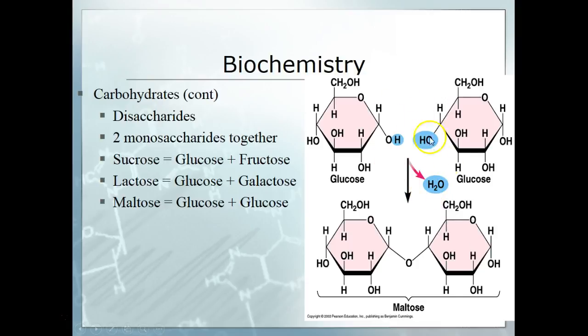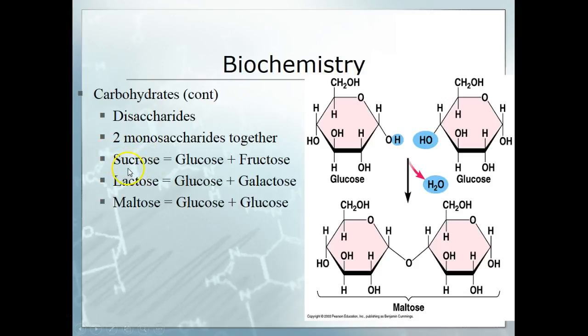Okay, that's dehydration synthesis. We're linking one monomer with another monomer to create a dimer, or in this case, you're linking a monosaccharide with another monosaccharide to produce a disaccharide. Make sure you know the 3 examples of disaccharides. They would be sucrose, lactose, maltose.